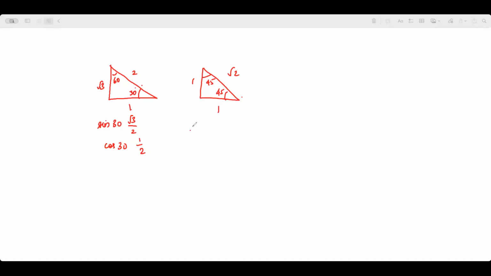Sine 45, opposite by hypotenuse. Cos 45, adjacent by hypotenuse. Any questions here? But you can never have irrational denominators. So you multiply by root 2, that becomes root 2 by 2. Here as well, multiply by root 2, root 2 by 2. Any questions?